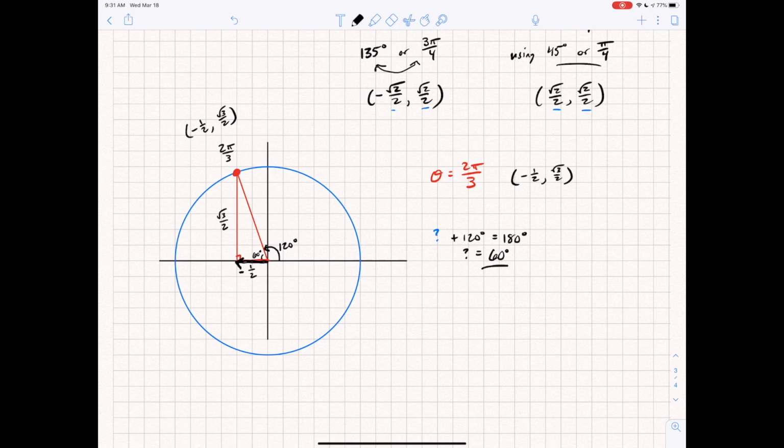Well, look at the reference. The reference for 2 pi over 3 is pi over 3, because that's the 60 degrees. And if I look at the coordinate for pi over 3, we'll see that the coordinate is the exact same values. The only difference is the sign.